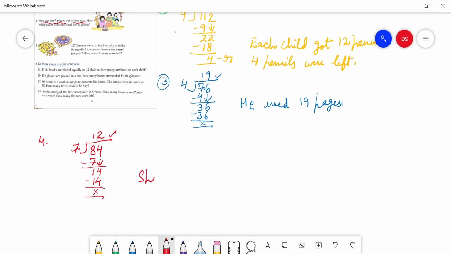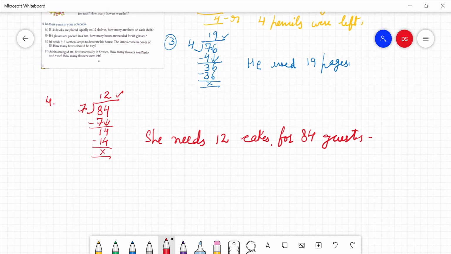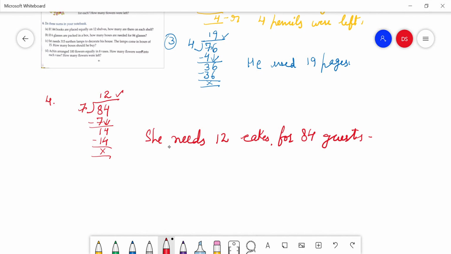She needs 12 cakes for 84 guests. Or you can write like till this also. She needs 12 cakes. Children, now we will move to the next question. This is question number 5.